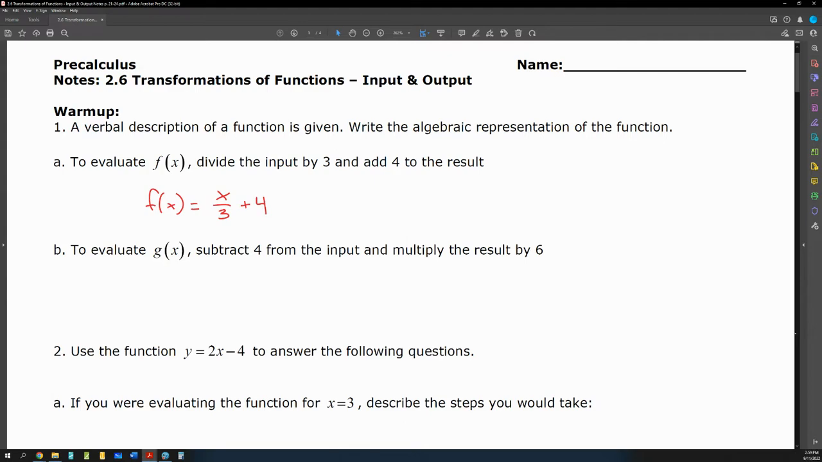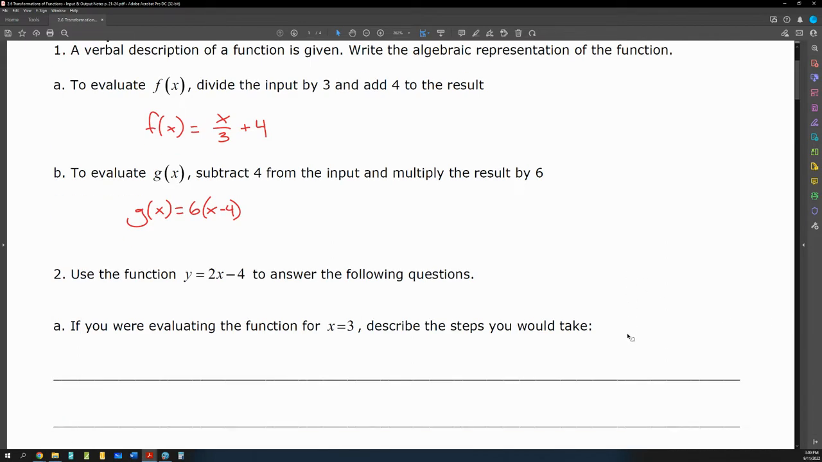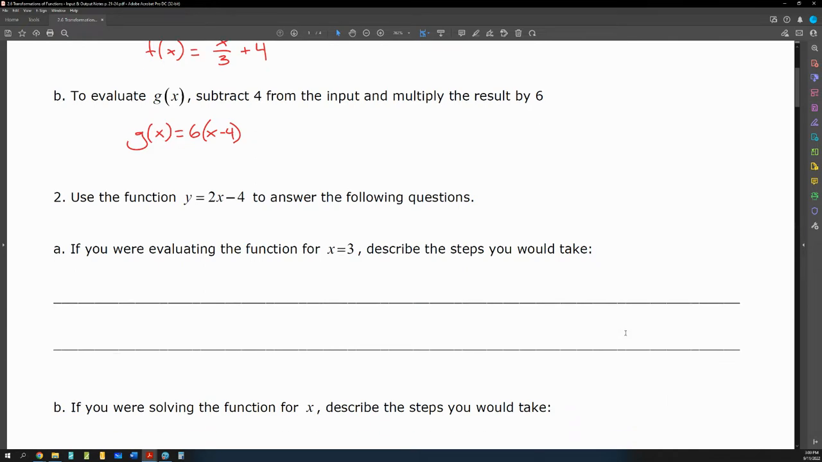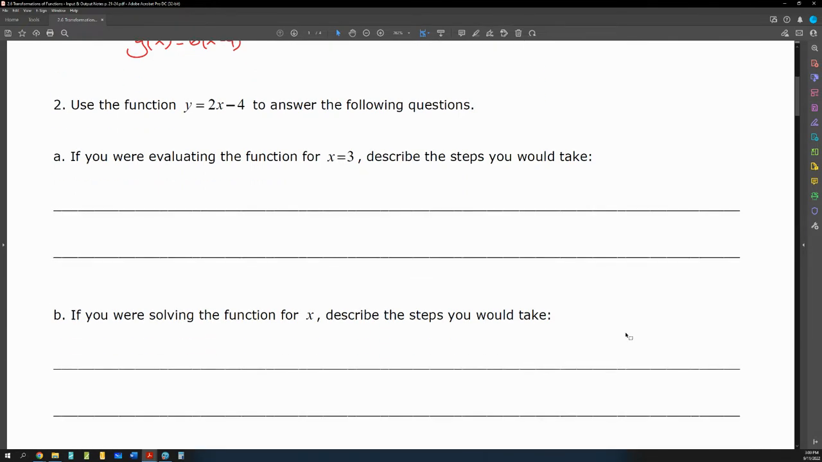1b, to evaluate g of x, subtract 4 from the input and multiply the result by 6. So again, to evaluate, we're going to subtract 4 from the input, so x minus 4, but then we want to multiply that entire quantity, that result, by 6. So I'm going to group this in parentheses and then multiply by 6 to show that I'm multiplying that result by 6.